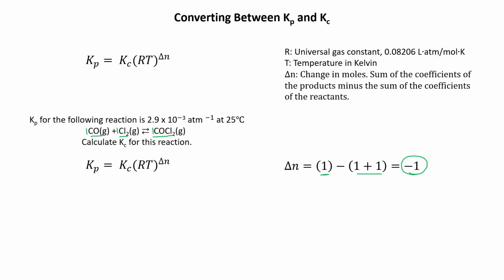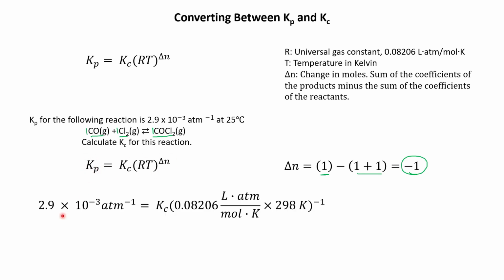Sometimes you will end up with a positive delta N, and sometimes you will end up with a negative delta N. It just depends on the balanced chemical equation. Now let's plug in my numbers for my equation right here. I was given the Kp, so I'm just going to straight up put that in here. I'm solving for Kc. Again, my R is 0.08206. This is liter atmosphere over mole K.